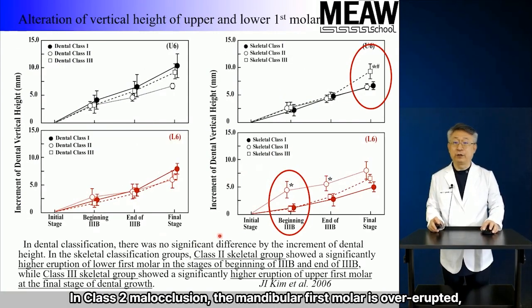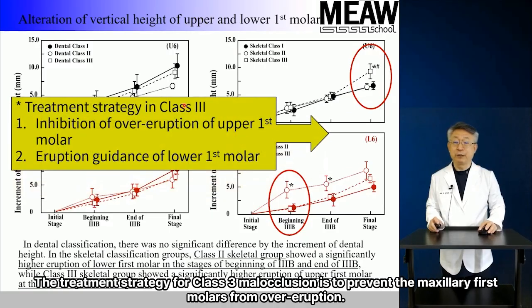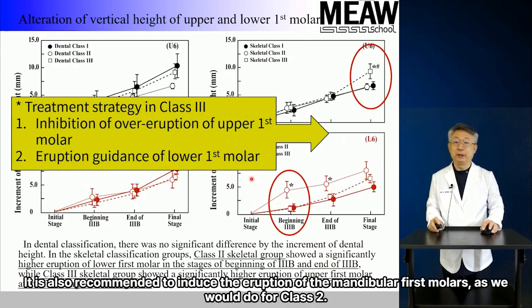In Class 2 malocclusion, the mandibular first molar is over-erupted. In Class 3 malocclusion, the maxillary first molar is over-erupted at the end of the permanent dentition. The treatment strategy for Class 3 malocclusion is to prevent the maxillary first molars from over-eruption. It is also recommended to induce the eruption of the mandibular first molars, as we would do for Class 2.